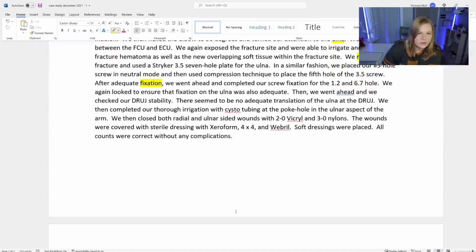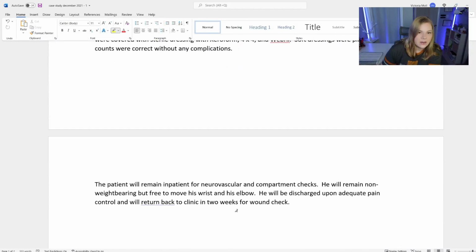Dressings were placed. Usually when they're just placing dressings, there's not much else coding-wise to abstract. Patient will remain an inpatient for neurovascular and compartment checks. He will remain non-weight bearing but free to move his wrist and elbow. He'll be discharged upon adequate pain control and will return to the clinic in 2 weeks for a wound check.